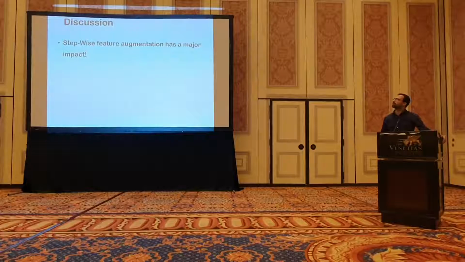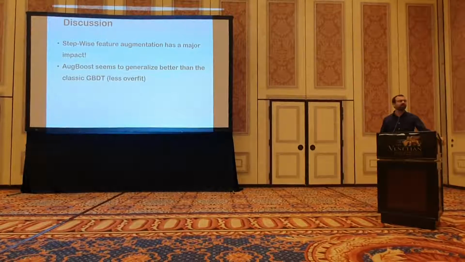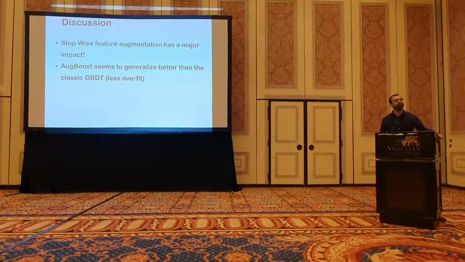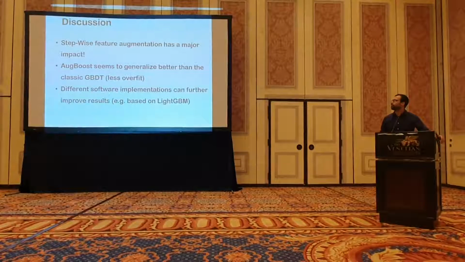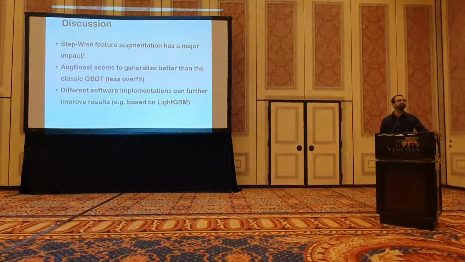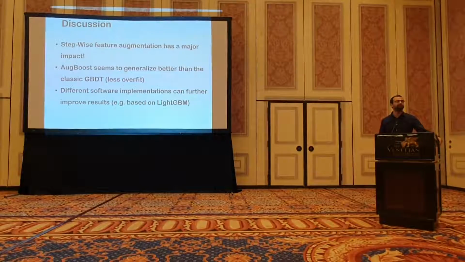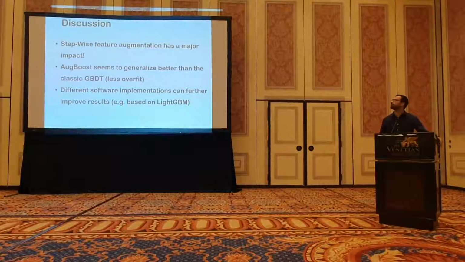So, discussions. We can see that stepwise feature augmentation has a major impact, and I didn't show you these figures, but it seems that the main difference is the generalization. It's better on the test data, even if it's not as good as on the training data. And different software implementations could further improve results, which means we based it on scikit-learn code, but if you base it, let's say, on LightGBM code, you probably get even better results, and that's really the fair comparison if you want to compare with the same code implementations.